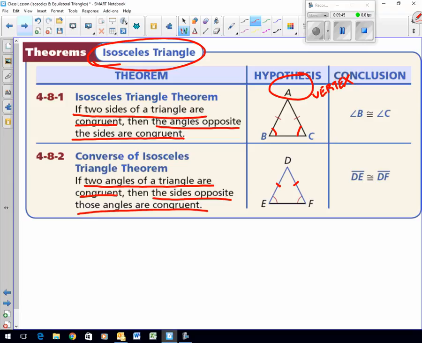Cameron? What will be congruent sides of an isosceles triangle? Leg. This would be a leg. This would be a leg. Okay? What do we call this side down here? Base. Right on. What do we call these two angles? Base angle.